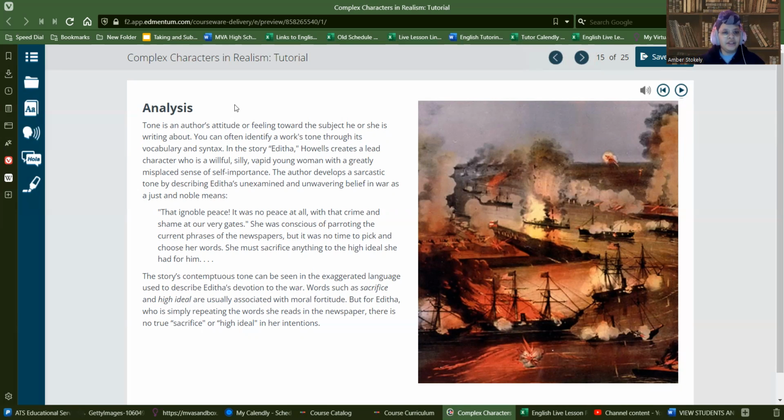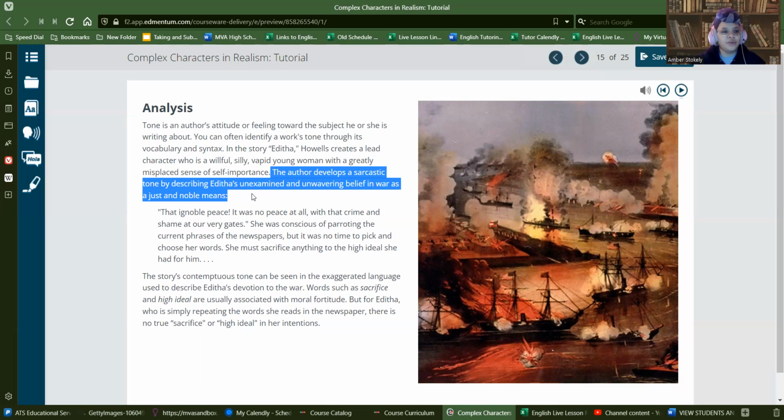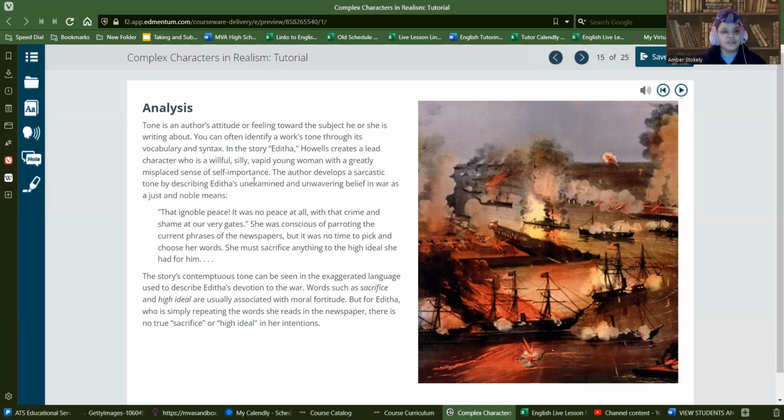Now here in Aditha, the lead character, Aditha herself, is willful, silly, and vapid. Now vapid means basically shallow and someone who only looks on the surface. And it says that she's a young woman with a greatly misplaced sense of self-importance. So they basically show you early on through the description who she is. And it says the author develops a sarcastic tone by describing Aditha's unexamined and unwavering belief in war as a just and noble means. So she's never been in a war. She doesn't know what war is like, but she believes that war is great because that's what people have told her. So they give you a quote here where she's basically talking about how great war is.